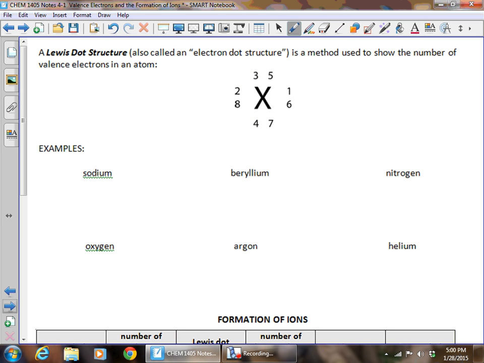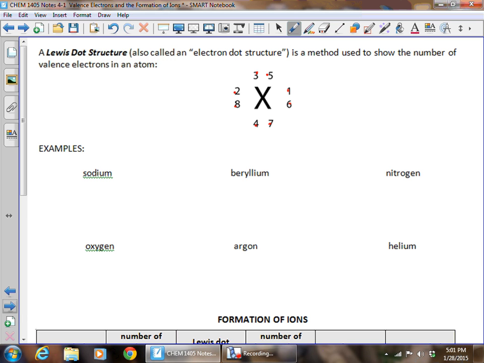We have a special way of writing those valence electrons, and it's called the Lewis dot structure, sometimes called the electron dot structure. But again, it's just a method used to show the number of valence electrons. The maximum number of valence electrons, since it's s2p6, is 8. So there are 8 places where we're going to be able to put dots around this to get our Lewis dot structure. So they're numbered here, 1, 2, 3, 4, and then 5, 6, 7, and 8. So we can have a total of 8 dots around this.